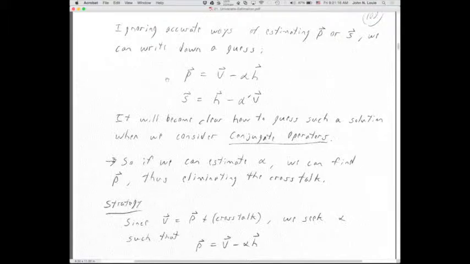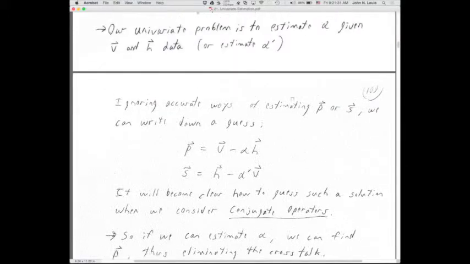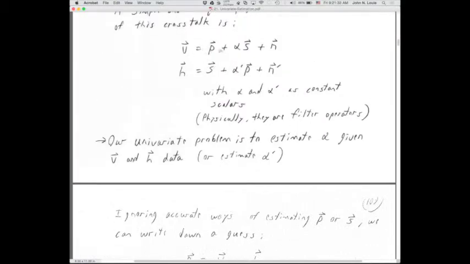We're going to guess, and this seems out of the blue now, that the P wave is estimated by V minus alpha H, and the S wave is estimated by H minus alpha prime V. Okay, now, how did we guess that? Well, look at V and H. V is, in this approximation here.